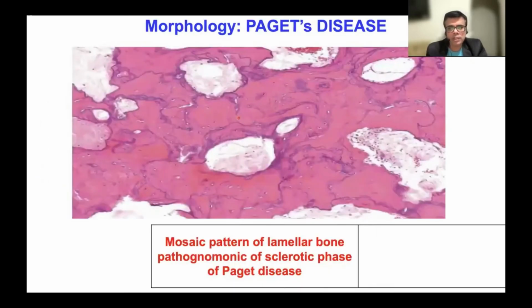Mosaic pattern. So you can see the mosaic zigzag pattern. The trabeculae are very zigzag and connected to each other. This is called a mosaic pattern. Mosaic pattern is characteristic of the sclerotic phase. It's important that it is only seen in the sclerotic phase. Other phases may show increased osteoclasts, but there are no specific features in the other phases, that is the osteoclastic or mixed phase. We do not get any specific radiological or biopsy feature, but here the mosaic pattern is very characteristic of the final phase, that is the sclerotic phase of Paget's disease.